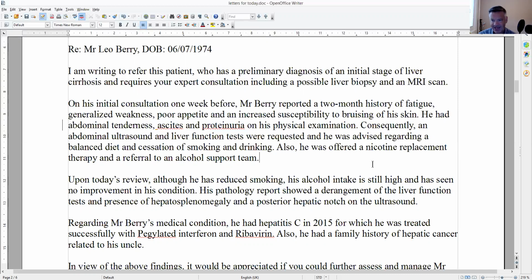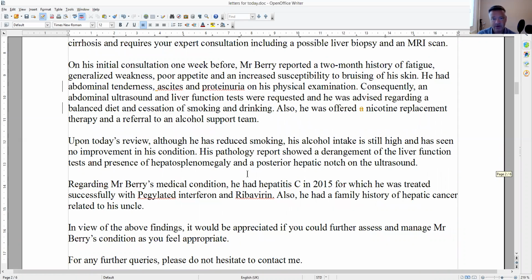Also, he was offered a nicotine. Right now, I wouldn't use that article. Nicotine replacement therapy, because that's therapy in general, such as surgery. We don't usually count it. However, a referral we can count. Okay, so a referral to an alcohol support team.